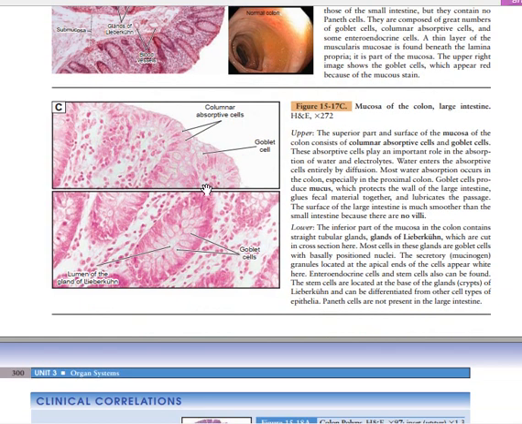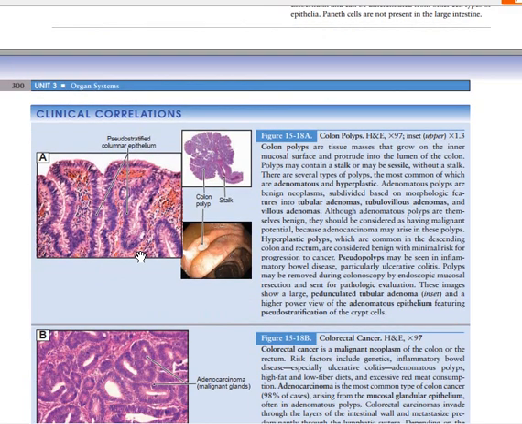Now, still in the mucosa of the colon, you have columnar absorptive cells. Here you need to know that the colon is mostly the main part that's involved with the reabsorption of fluids, and that's going to make your stool harder. Those are the goblet cells at the lumen of the gland. So what is the clinical correlation?